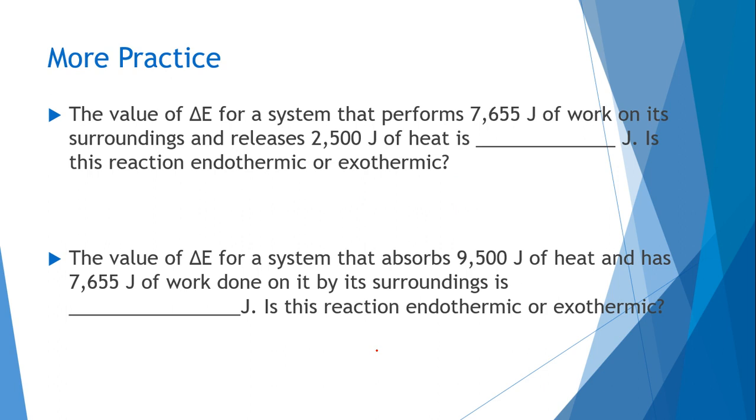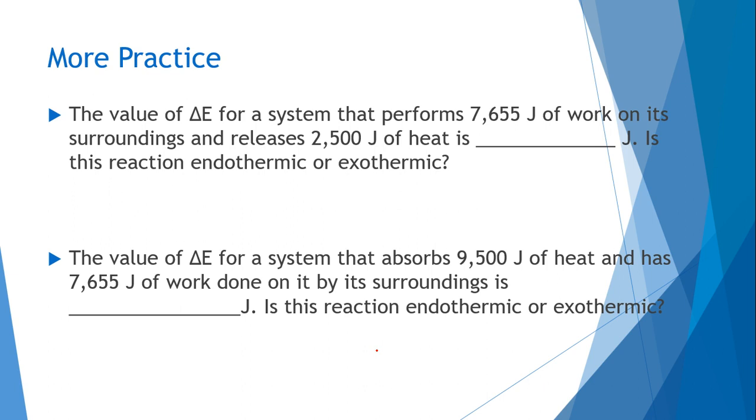Here is some practice ones that you guys can do. When we look at these practice problems, it says the value of delta E for a system that performs 7,655 joules of work on the surroundings and releases 2,500 joules of work is blank joules. Is this reaction endothermic or exothermic? And then we have the problem below it. I highly encourage you to pause this video and see if you can do these two problems, and then unpause it and see if you get the correct answer.